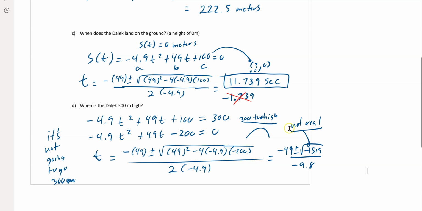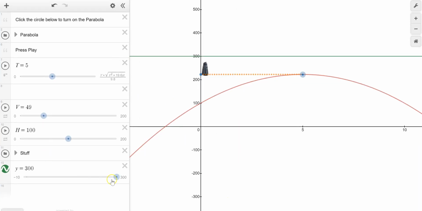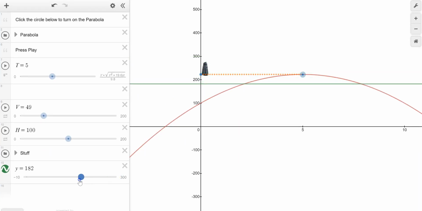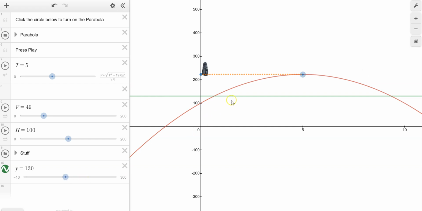So if you end up with a negative inside, it means that your Dalek or whatever your object that you're shooting up is not going to hit that value. If you get an actual number, then you will have that height. So if I lower this down, the actual height to here, you can see that there are two values that give us. So we will hit a height of 182 at 2.125 seconds and 7.875 seconds. If I lower it more, we would hit a height of 130 at 0.655 seconds and at 9.35.